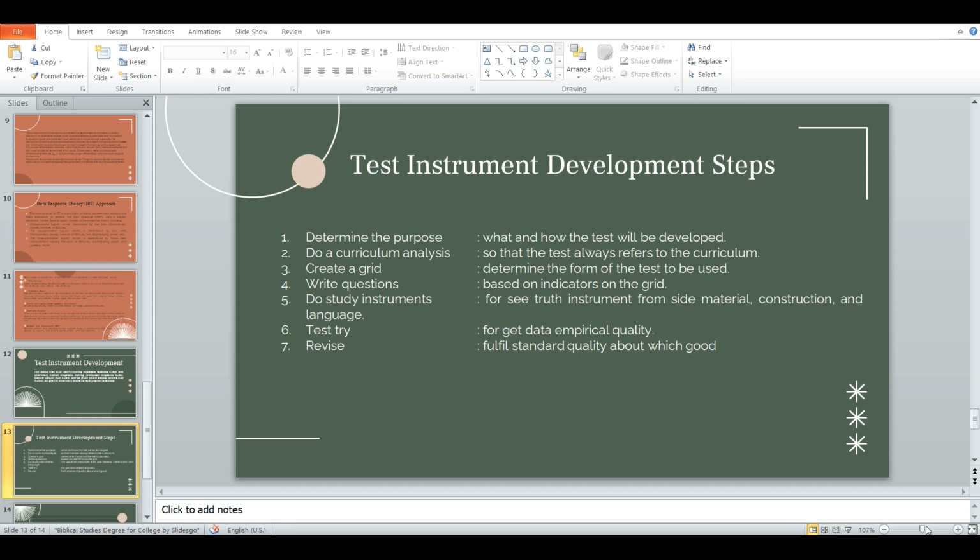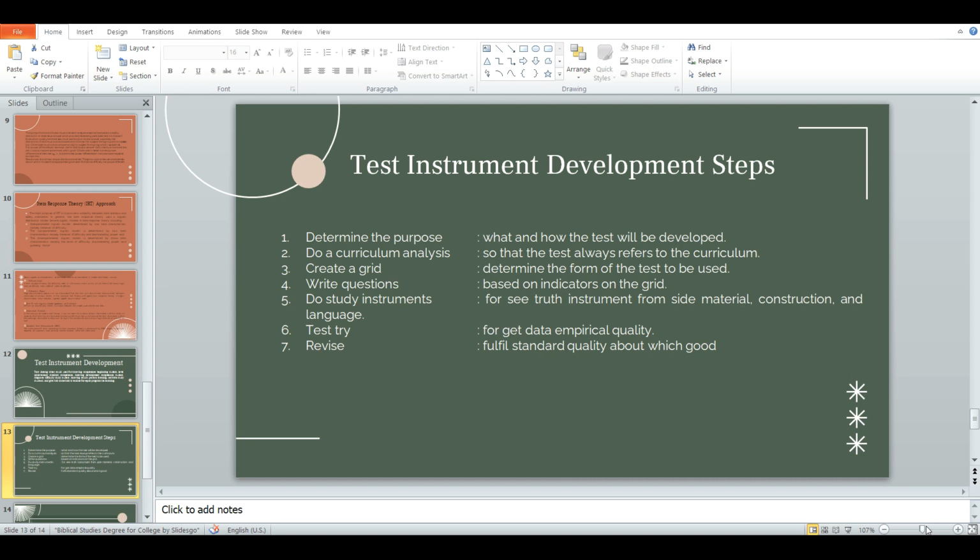The next step is to review the instrument. Check the truth of the instrument from the material, construction, and language. Theoretically, instrument review can be done by asking for help from experts, colleagues, or it can be done by yourself. After conducting the review, it can be seen whether this instrument is theoretically feasible or not.